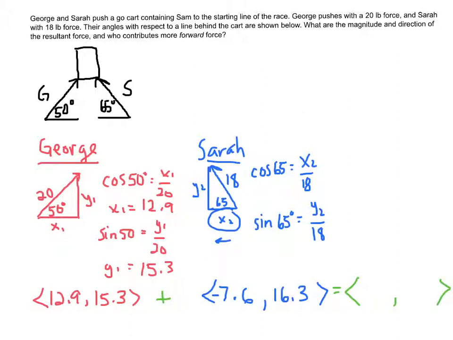And we should know that George and Sarah are pushing in opposite horizontal directions, so they should cancel each other out somewhat. So what I'm going to do is add the x components together, and then add the y components together to get my resultant components. So 12.9 plus negative 7.6 is 5.3, and then 15.3 plus 16.3 is 31.6.